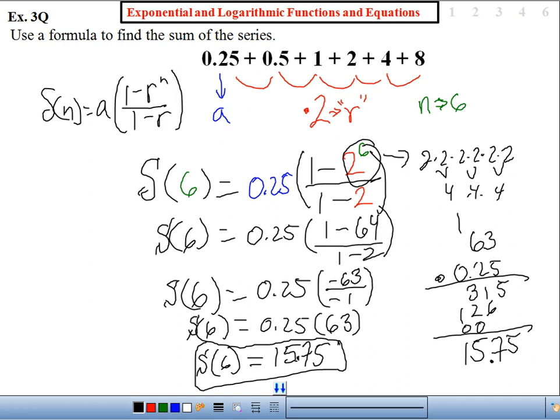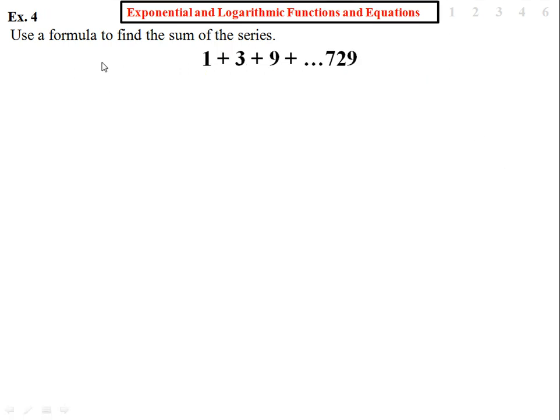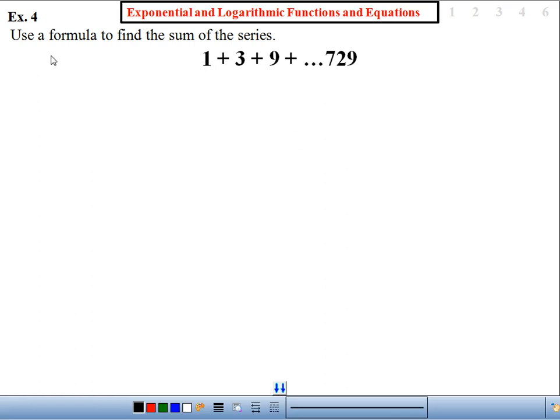Example number 4. Copy this. Use a formula to find the sum of the series 1 plus 3 plus 9 plus ... plus 729. Copy that. All right, so example number 4. It says, use a formula to find the sum of the series 1 plus 3 plus 9 plus ... 729. And we're like, wait a minute.